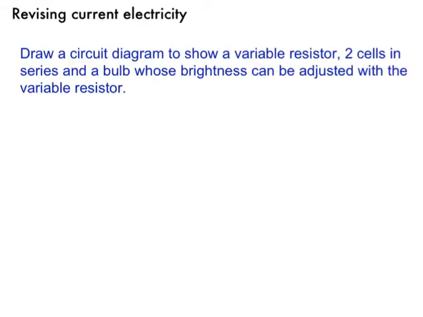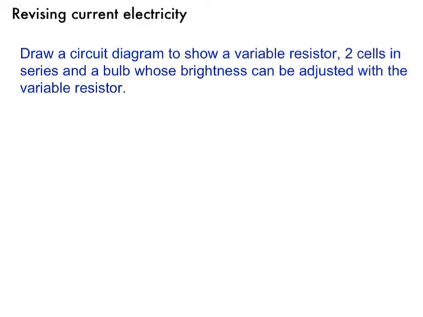So for our first question, let's just have a look here. We're going to have a little quick practice of actually drawing some circuit diagrams with the correct symbols. My question says, draw a circuit diagram to show a variable resistor, two cells in series, and a bulb whose brightness can be adjusted with the variable resistor. So pause this, have a little go at drawing it yourself now.